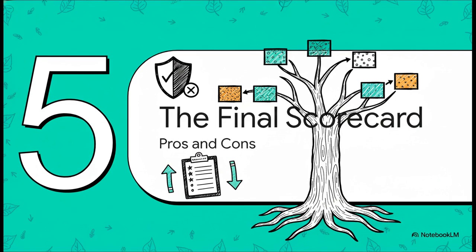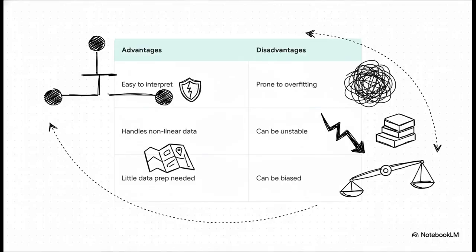Let's take a step back and look at the final report card for the Decision Tree Regressor. So what's the bottom line? Well, on the plus side, its biggest win is how easy it is to understand. You can literally show those if-then rules to anyone. It also handles those messy nonlinear patterns we started with, and you don't have to do a lot of data prep. But on the downside, its greatest weakness is that greedy process. It's so focused on the best split now that it can easily overfit. This also makes it a bit unstable. Sometimes just a few changes in your data can cause the whole tree structure to change completely.